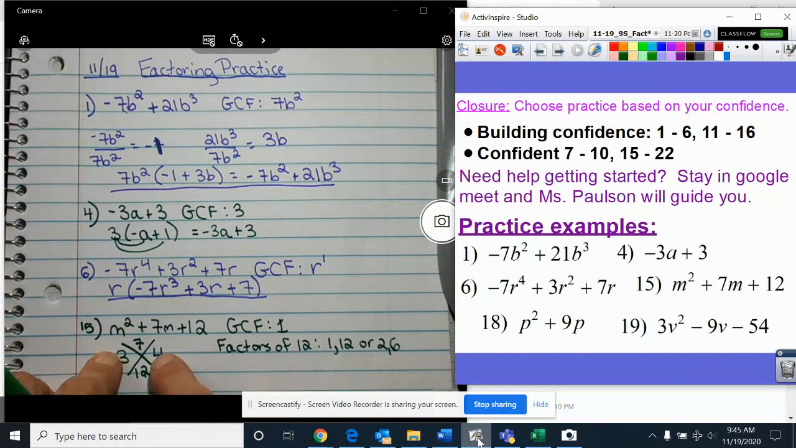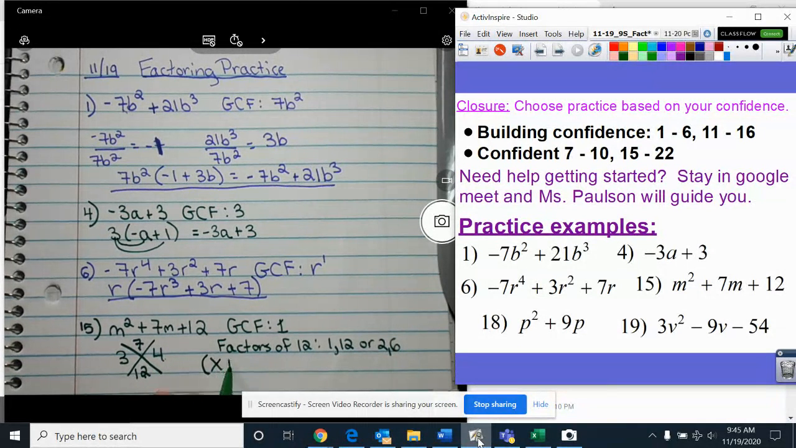So these are our factors. So this is our factored form, m plus 3 times m plus 4. And this is our final answer.